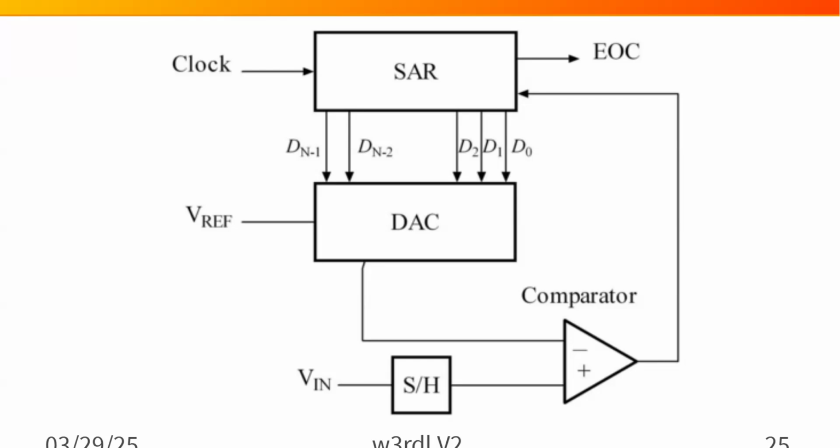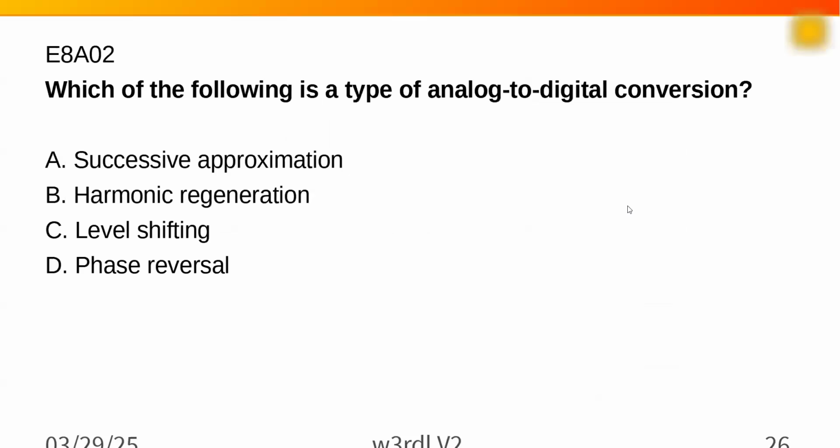But it's run by the clock and you're just stepping through, and each time you step through, you compare the analog version of that pattern back to the comparator. See whether it's greater or less than. So then you go to the next lower bit. So you kind of start at the highest bit and you work your way down. Which of the following is a type of analog to digital conversion?